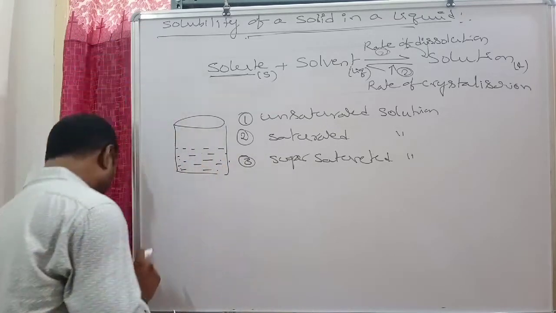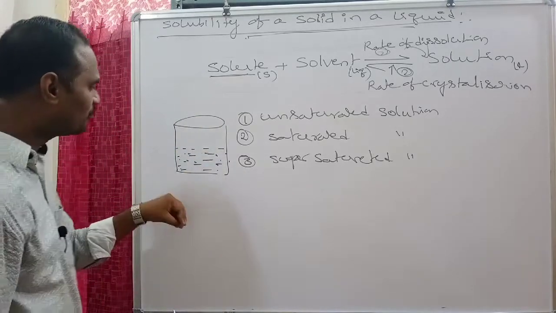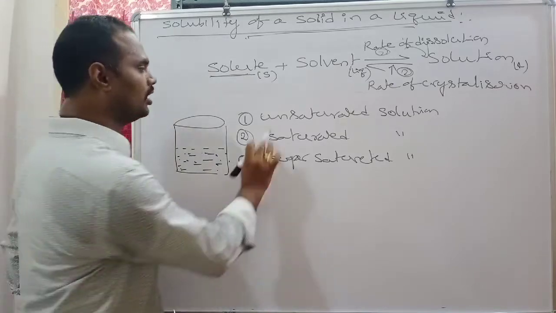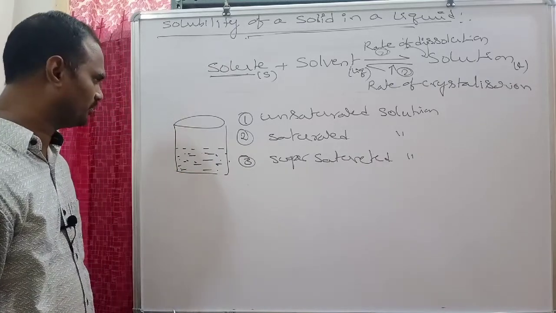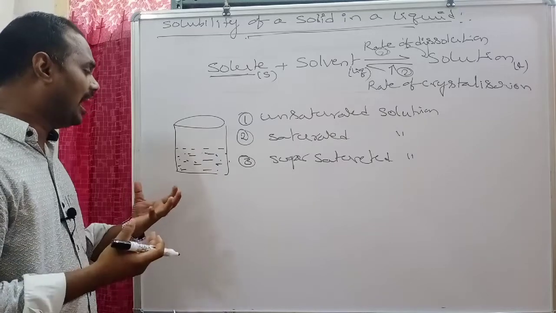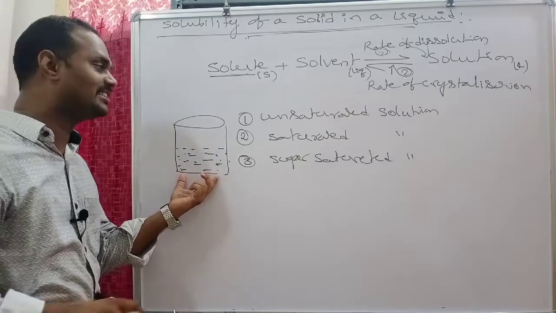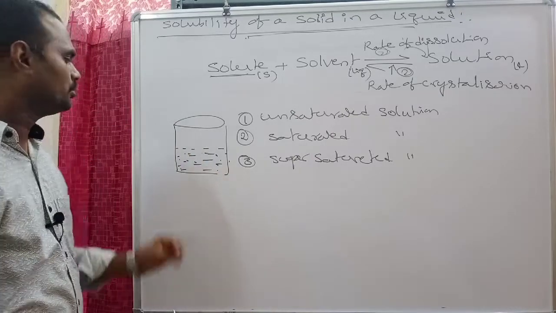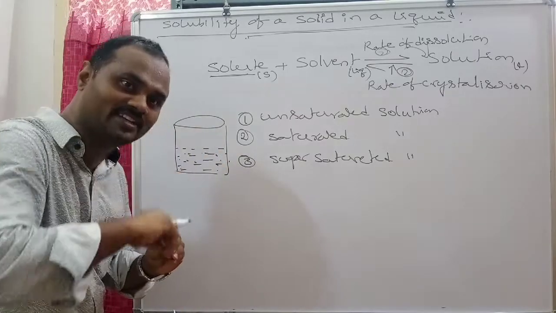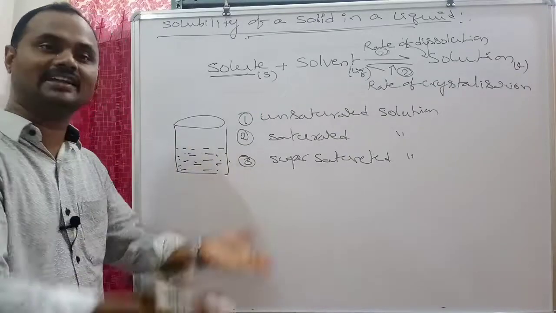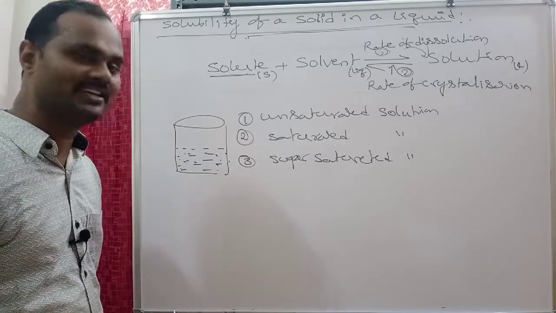If a very small amount of solute is added, the solute quantity is very small and very little dissolves. Such a solution we call an unsaturated solution. Why is it called unsaturated? Because the amount of solute that can dissolve in this particular amount of solvent is not there yet. Very little solute is present, so this is an unsaturated solution. In an unsaturated solution, if you add extra solute, it can also dissolve. Such solutions we call unsaturated solutions.